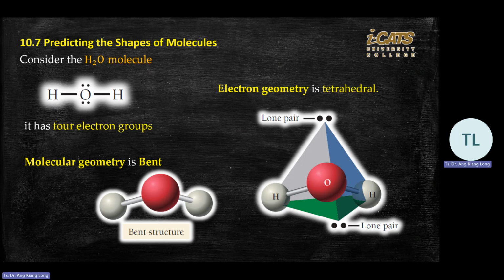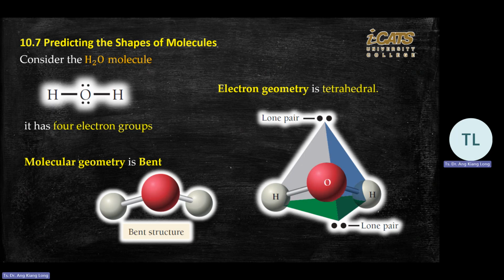Okay, so you can see there are 2 different words here. One is molecular geometry. Molecular geometry means you look at the overall shape. In molecular geometry, we don't draw the dots. We don't draw the valence. We only look at the elements.